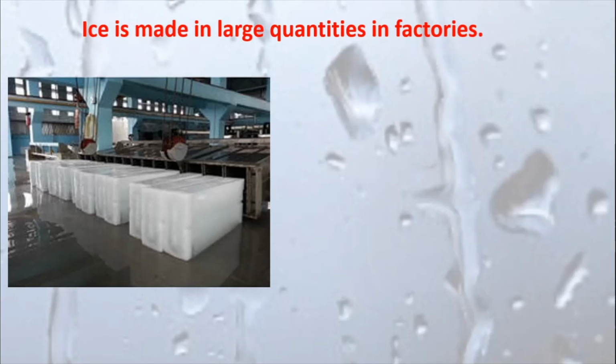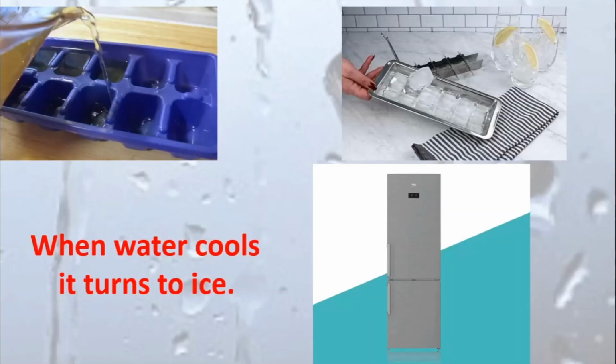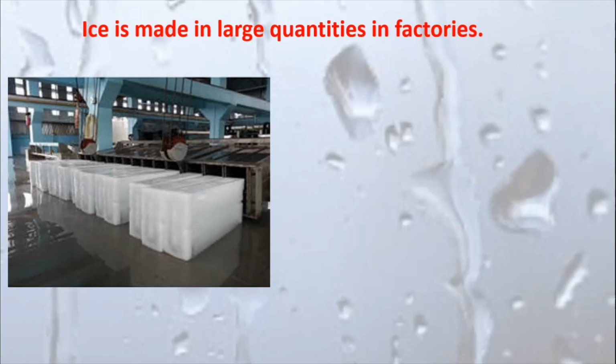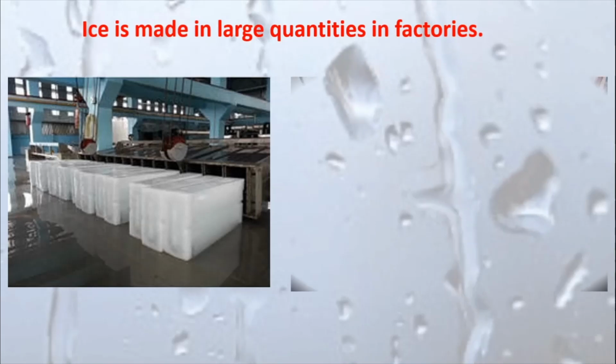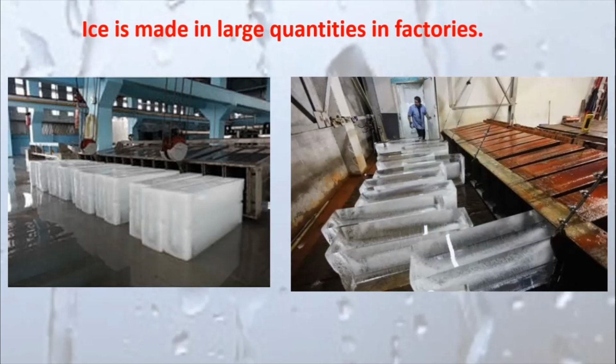Now ice is made in large quantities, children, in factories. At home you make ice in the refrigerator like we saw here, but in your textbook on page number 63 there is a small question, Do you know, in which they have told you that ice is made in very large quantities in factories, whereas at home we make it in the freezer section of our fridge. See here, this is how ice is made as huge blocks in big factories, and then they transport it from one place to another in trucks.